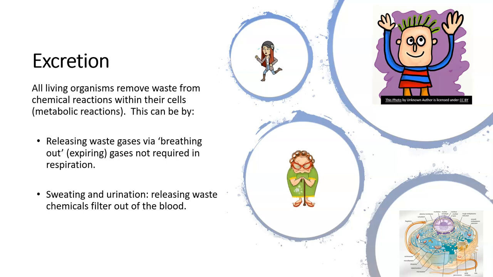So first of all, we breathe out waste gases. Plants release waste gases from their leaves. So we call that expiring, so that release of waste gases. Okay, these gases can be from respiration, but they're also from other metabolic reactions. Sweating and urination is a way that we release other waste chemicals that we've filtered out of our blood. Okay, plants lose waste chemicals in their leaves when they shed their leaves in winter time. Okay, and they also remove some waste through their roots. So excretion is the removal of waste from metabolic reactions.